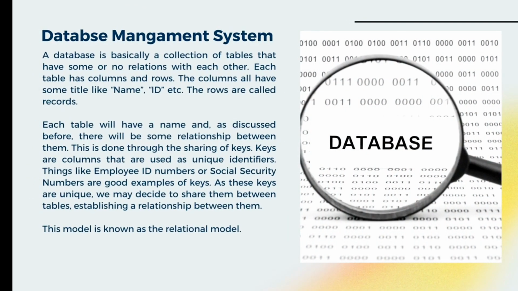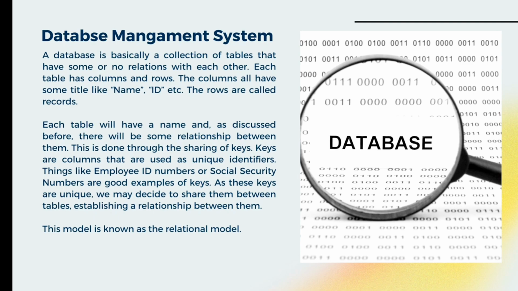Database Management System. A database is basically a collection of tables that have some or no relations with each other. Each table has columns and rows. The columns all have some title like name, ID, etc. The rows are called records. Each table will have a name and, as discussed before, there will be some relationship between them.